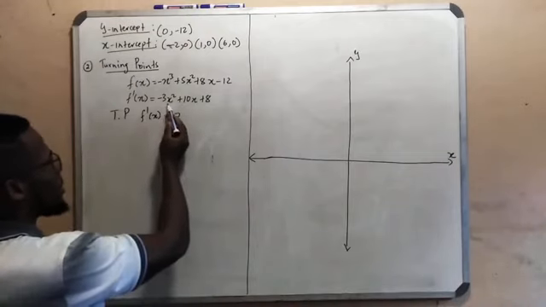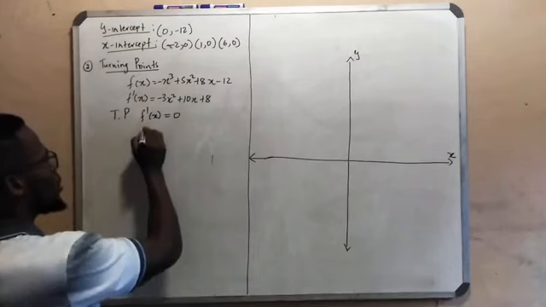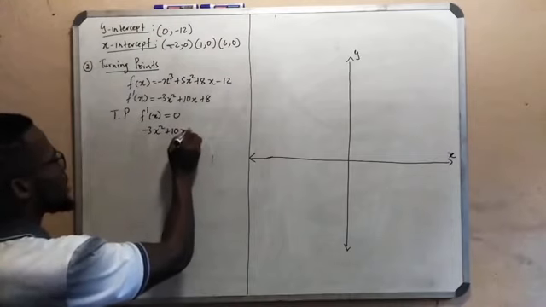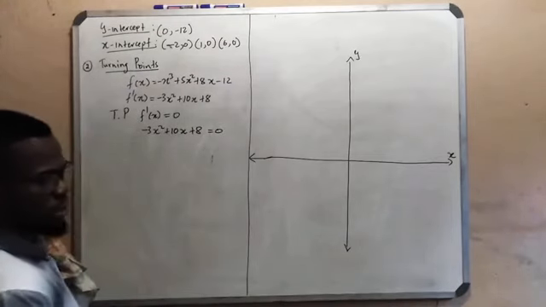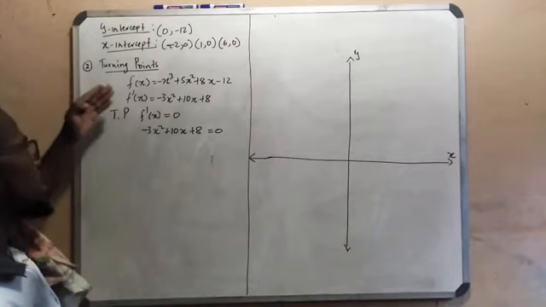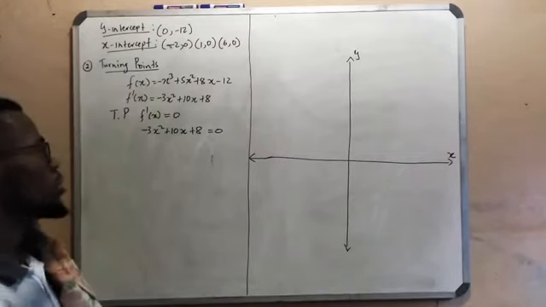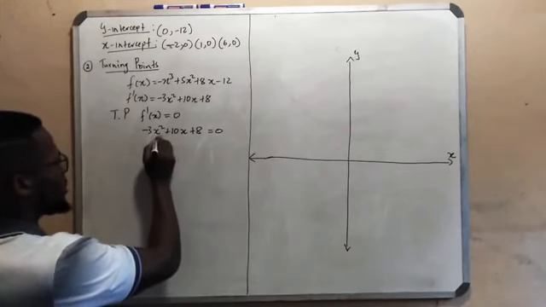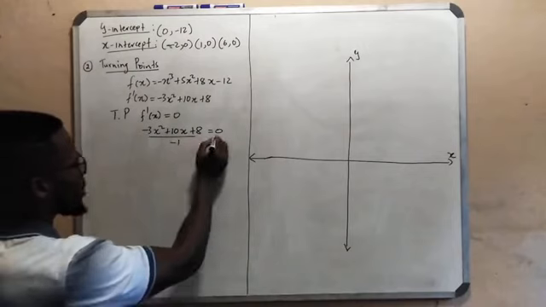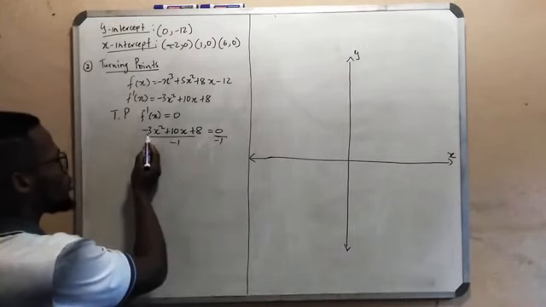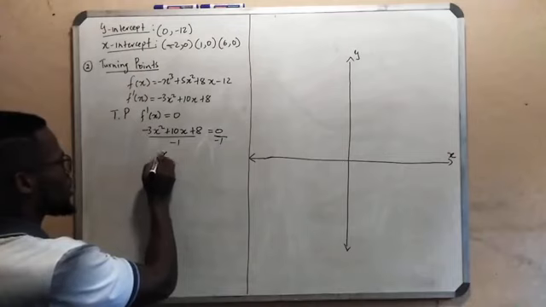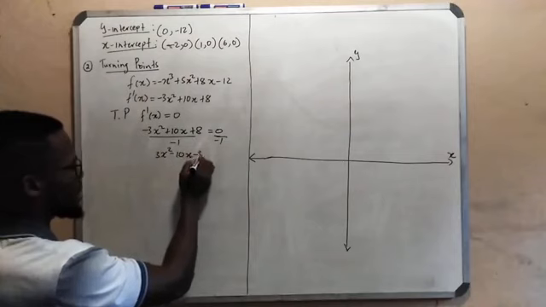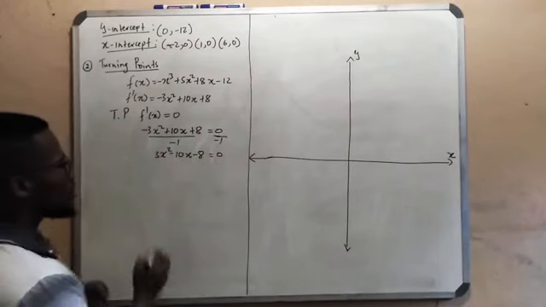And f'(x) is -3x² + 10x + 8. So in other words, -3x² + 10x + 8 has to be equal to 0, because at the turning point, f'(x) = 0. We are going to solve for x here. We divide by -1, so as to make the coefficient of x² positive. So you're going to get a positive 3x², this one will be -10x, this one will be -8, is equal to 0.